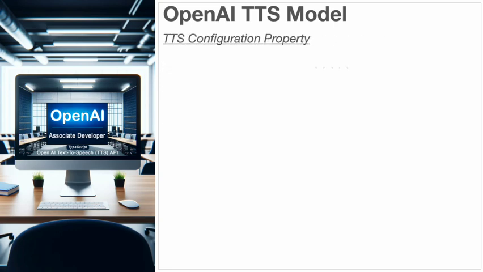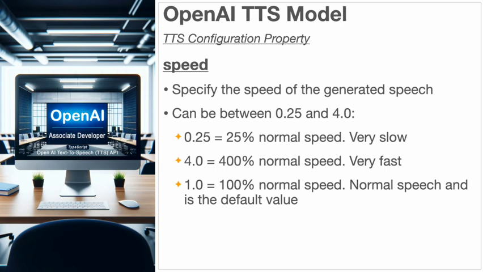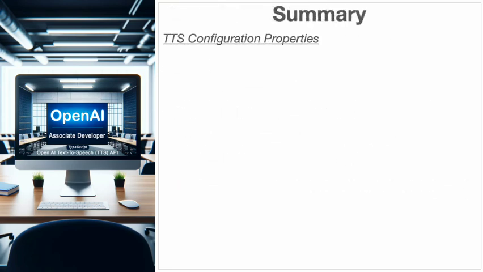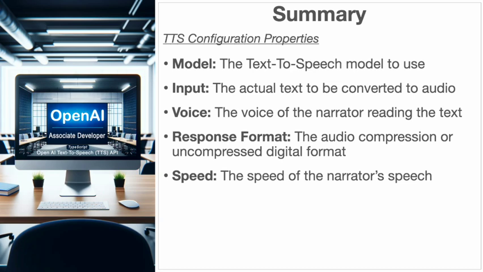This property allows you to specify the speed of the generated speech and can be between 0.25, i.e. 25% normal speed, to 4.0, i.e. 400% normal speed. The default speed is 1.0, i.e. 100% speed. This is considered normal speed. By understanding and correctly setting and using these properties, you can leverage the full potential of OpenAI's TTS API to create natural-sounding speech from text, enhancing the interactivity and accessibility of your applications.